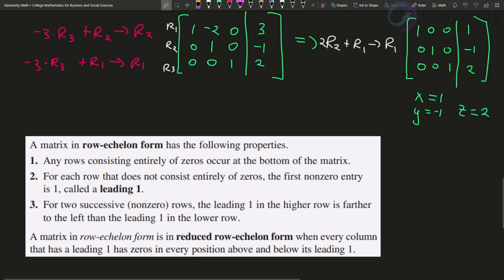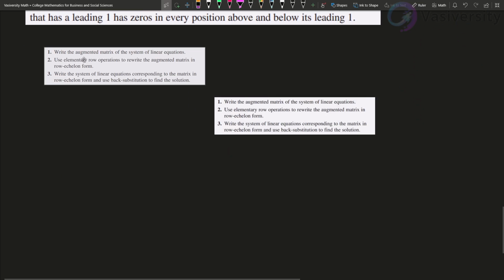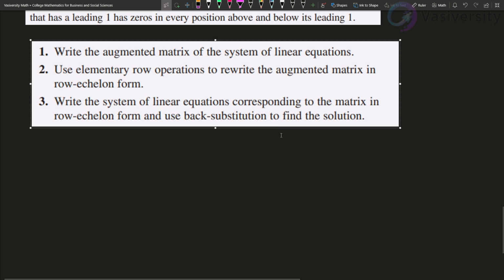Okay, perfect. And of course, how can we do the Gaussian elimination? The Gaussian elimination is done through the following. We write down the augmented matrix of the system of linear equations as we did in the example. Then we use the elementary row operations, as we practiced here, to rewrite the augmented matrix in row echelon form. Then we can write the system of linear equations corresponding to that matrix in row echelon form, or we can also do the reduced row echelon form, and then we get the answer straightforward.